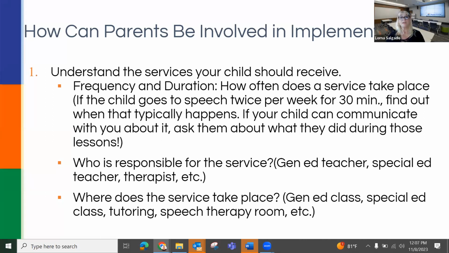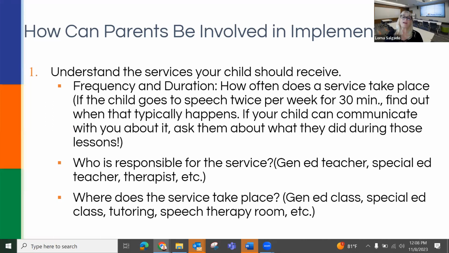30 minutes. The other thing you might want to do is find out when does that happen. So a lot of times, if a child gets support, it'll say it's in English language arts and they're getting this support 5 days a week for 30 minutes or something like that. So it lets you know how often, and then also where it's going to happen, that location. That's that bottom one. Where does the service take place? And we'll talk more about that.